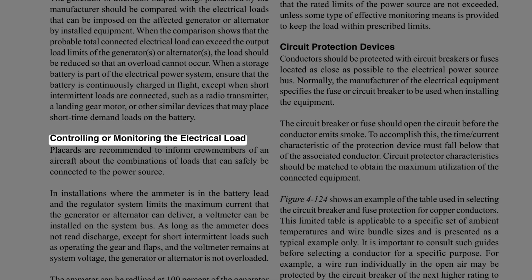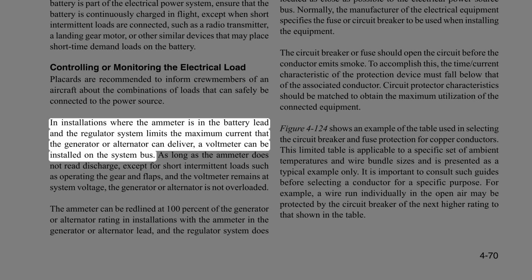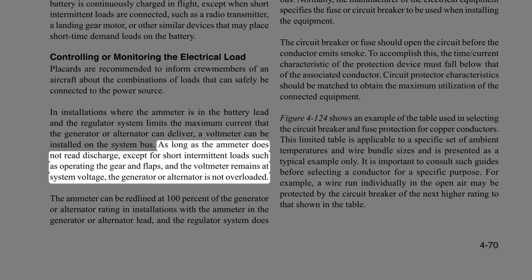Controlling or monitoring the electrical load. Placards are recommended to inform crew members of an aircraft about the combinations of loads that can safely be connected to the power source. In installations where the ammeter is in the battery lead and the regulator system limits the maximum current that the generator or alternator can deliver, a voltmeter can be installed on the system bus. As long as the ammeter does not read discharge, except for short intermittent loads such as operating the gear and flaps, and the voltmeter remains at system voltage, the generator or alternator is not overloaded.